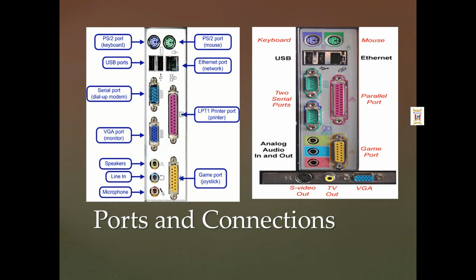Next is the Firewire port, also known as IEEE 1394. It was developed by Apple. It can transfer a large amount of data. So it is used to connect camcorders and video equipment to the computer so that you can transmit a large amount of data. Next is the VGA port. You know the VGA port is used for connecting monitors.